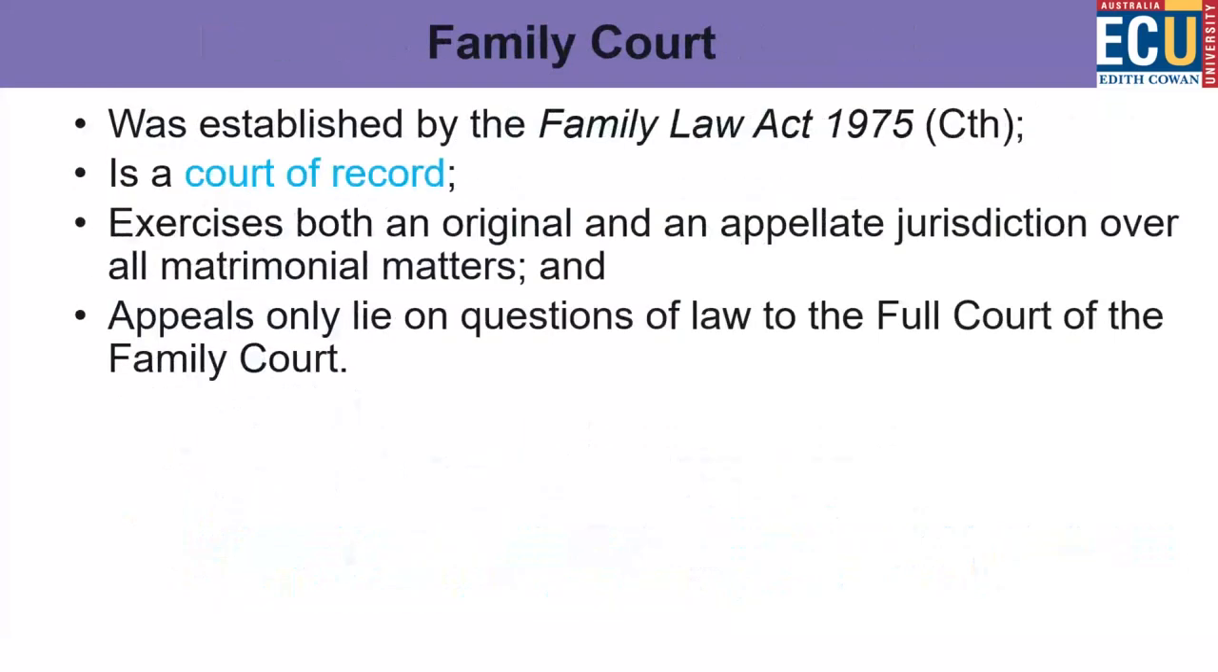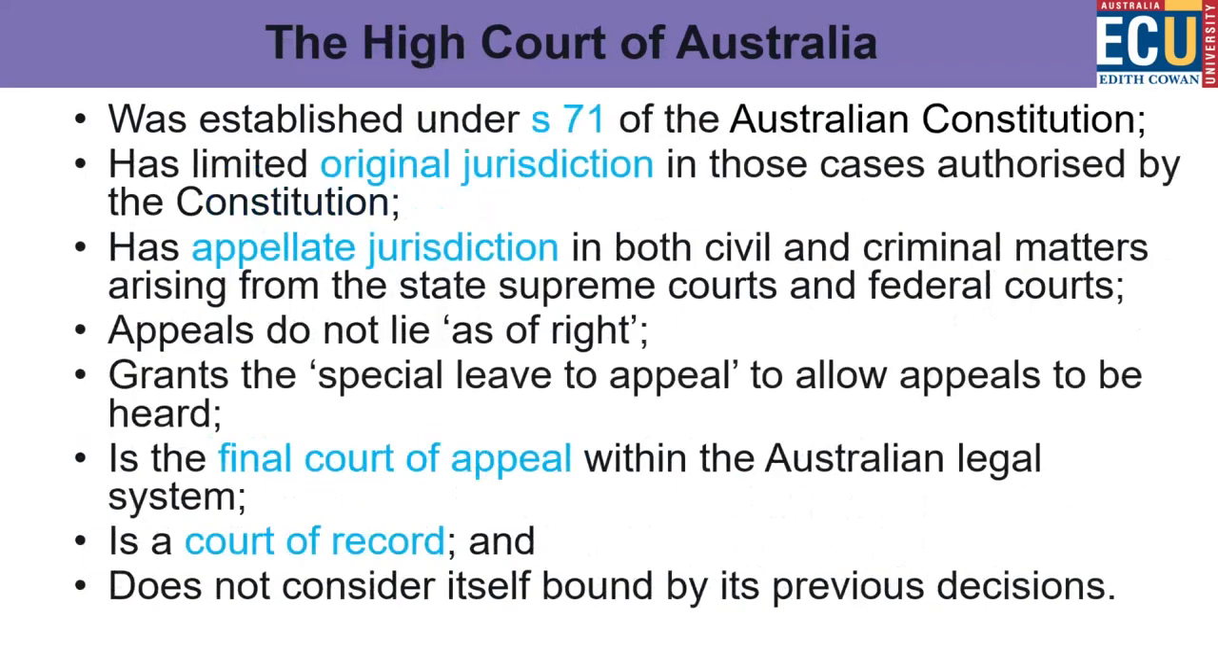Now the next one we are going to talk about is the High Court of Australia. So again, the Australian Constitution in section 71 mentioned that we will have a High Court, and based on that section 71, the Commonwealth established the High Court of Australia. It has its original jurisdiction, it has the appellate jurisdiction. Let's talk about all those things.